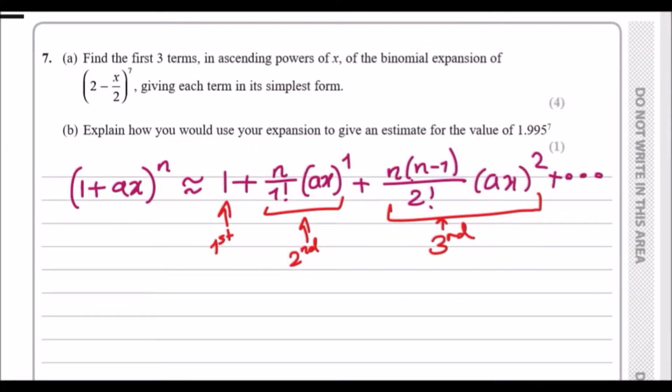So number 7. Here we need to find the first three terms, in ascending powers of x, of the binomial expansion of (2 minus x over 2) all to the power 7, giving each term in its simplest form. This is very easy, honestly.